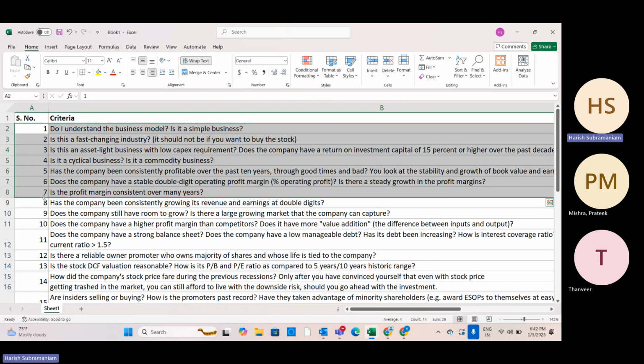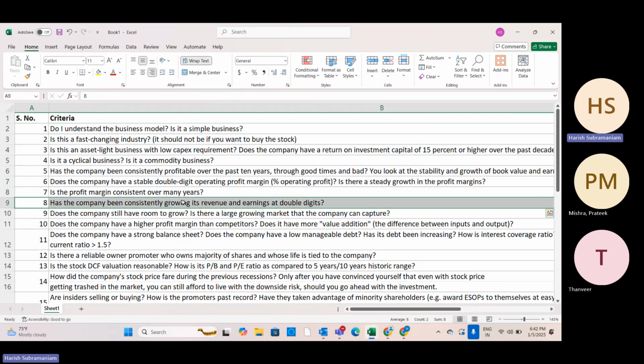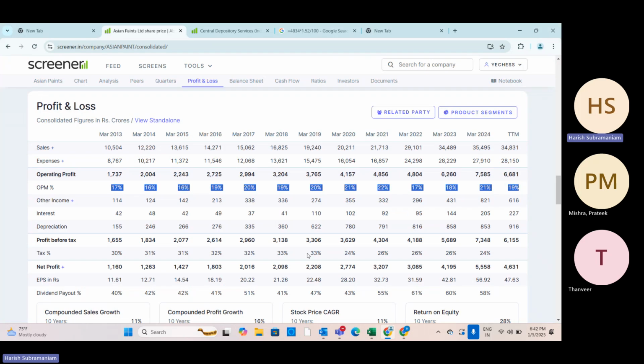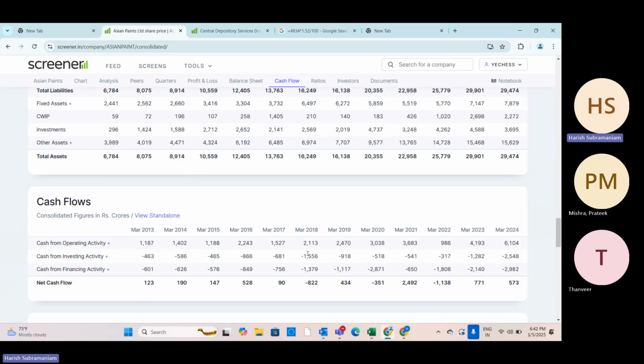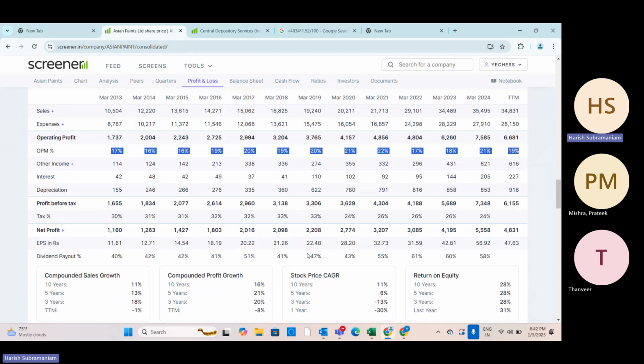Okay. Has the company been steadily, consistently growing its revenue and earnings at double digits? So the company has to keep growing and the company has to have the potential to grow further. So can the company become much bigger? Let's take an example. CDs and DVDs were getting manufactured at one point of time. Does the CD business or DVD business have any potential to grow?